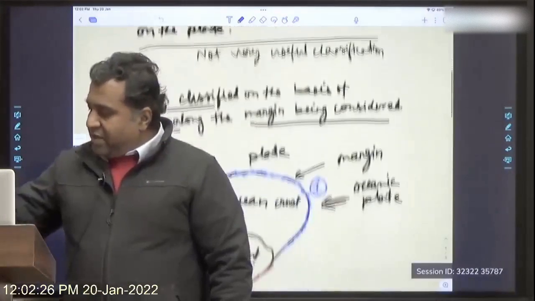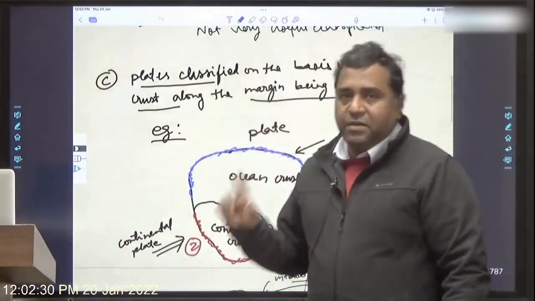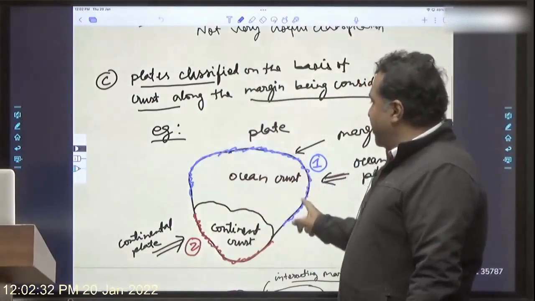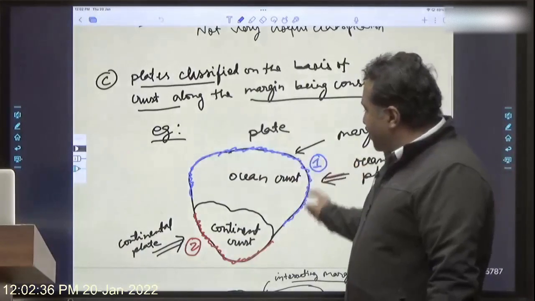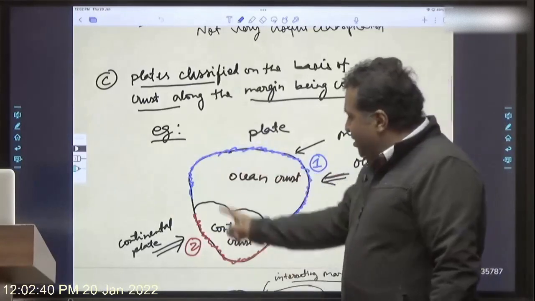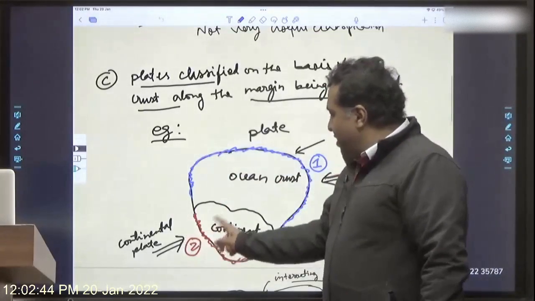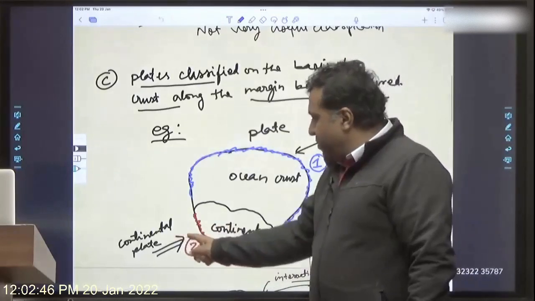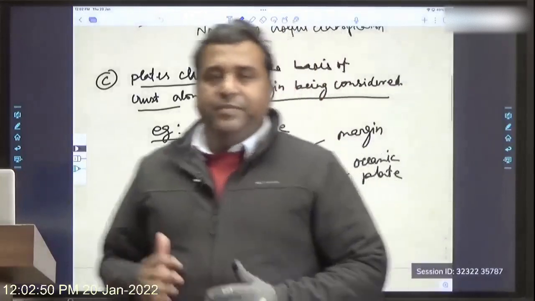On the basis of the crust on the margin, we identify the plate, right? What type of crust is on the given margin? For example, in this diagram, along this bluish margin, you will call this plate an oceanic plate because you have oceanic crust. Same plate from this reddish margin where you have continental crust, you will call the plate a continental plate. So watch this part of the video, be clear.